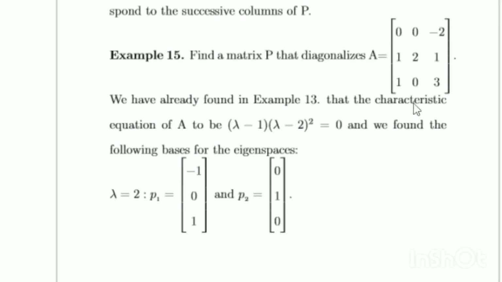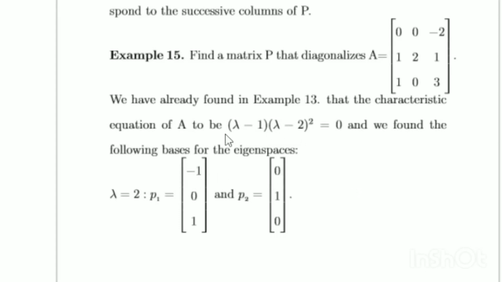So here the characteristic equation is given by the formula determinant of lambda I minus A equal to 0. That is (lambda minus 1) into (lambda minus 2) whole square equal to 0. From here you have lambda equal to 1 and lambda equal to 2, 2 as the eigenvalues. Corresponding to each eigenvalue we have an eigenvector. Corresponding to lambda equal to 2, since it is a double root, you have two eigenvectors.